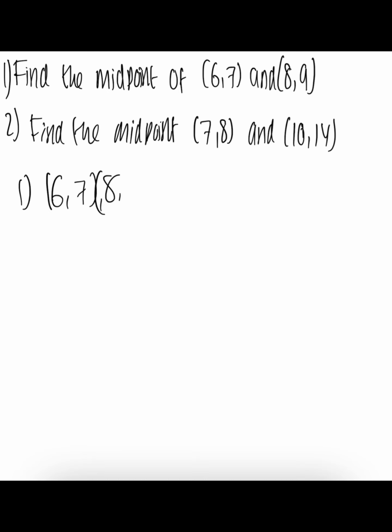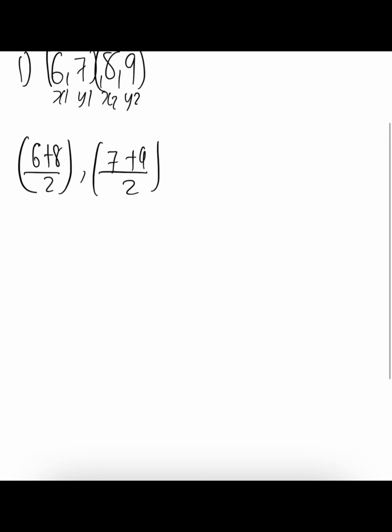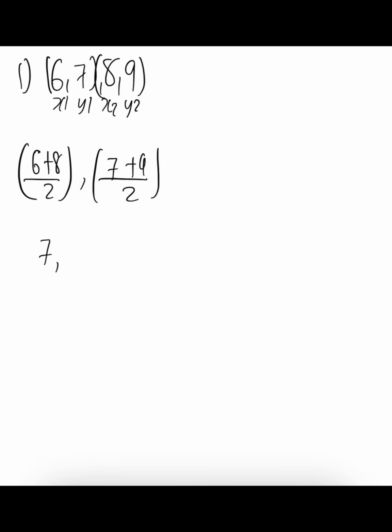6, 7, 8, 9. x1, y1, x2, y2. Now we can just deal with the x values first. We have 6 plus 8 divided by 2, comma, as we are doing coordinates again, 7 plus 9 divided by 2. Now we can just simplify that down, and then we can just follow through by doing the addition, shortly followed by the division. 6 plus 8 is 14. 14 divided by 2 is 7, hence the x value will be 7. Now we can do it with the y value, so we will have 7 plus 9, 16. 16 divided by 2 is 8.